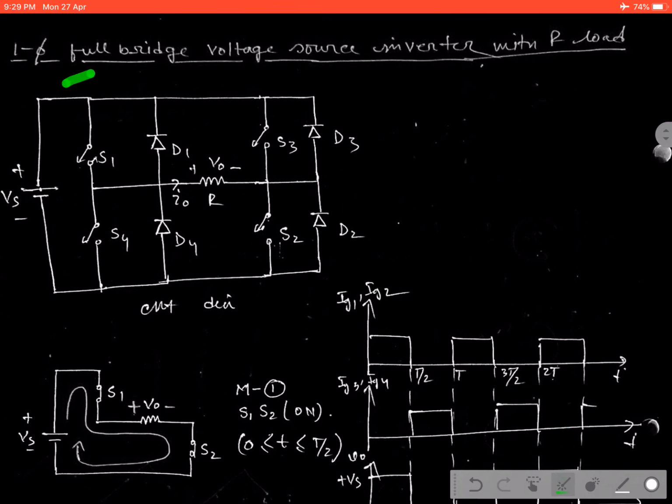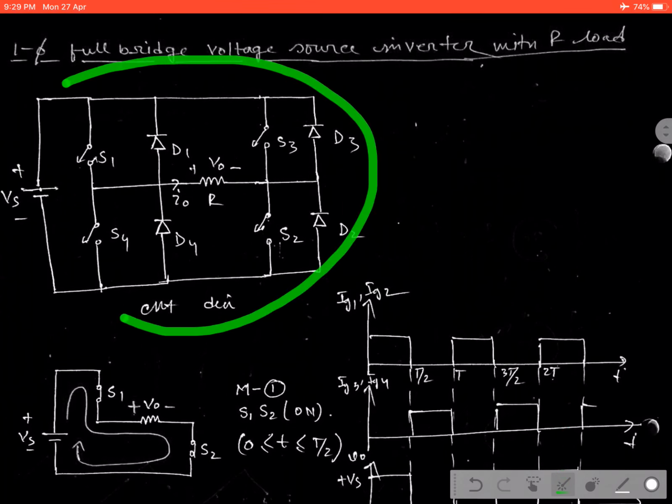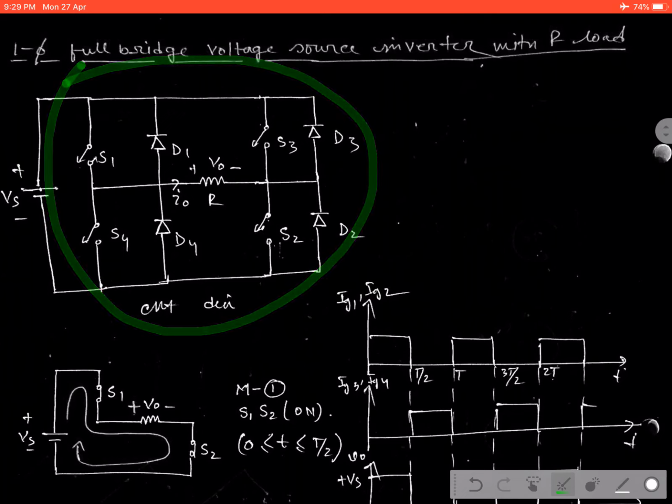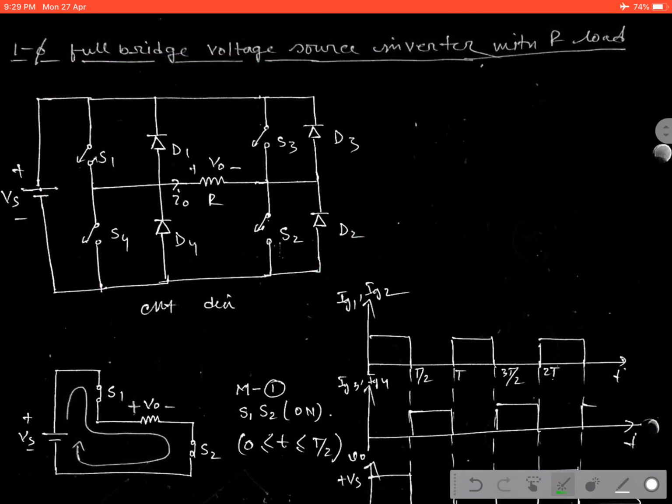Okay, the switches S1, S2, S3, S4 will form a bridge, and here we are using a DC link voltage which has the magnitude of Vs. In the previous section I discussed the half bridge voltage source inverter. Then the supply voltage given across the load was Vs by 2, and here we are using Vs.